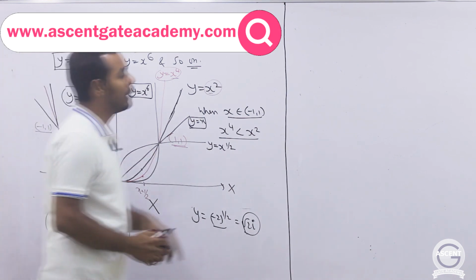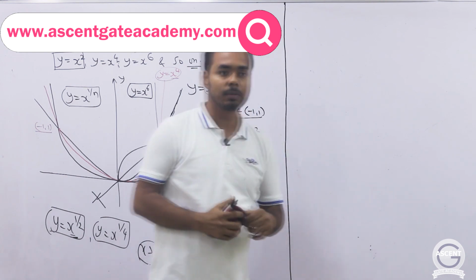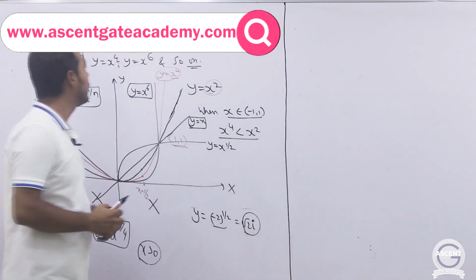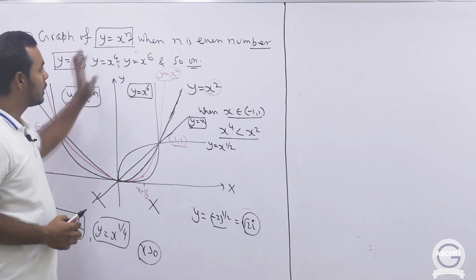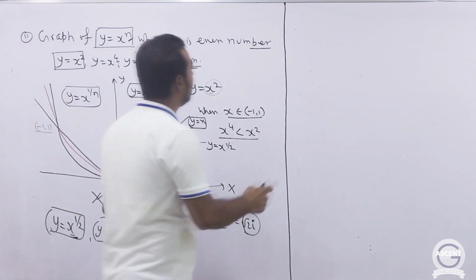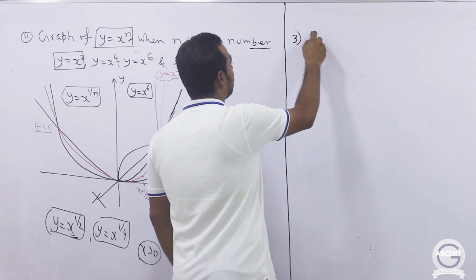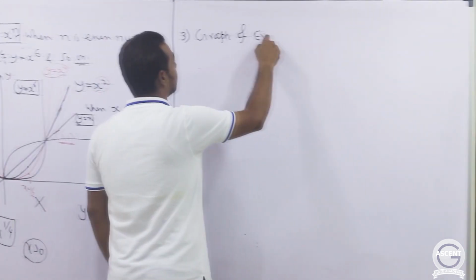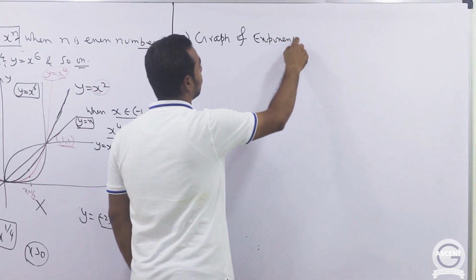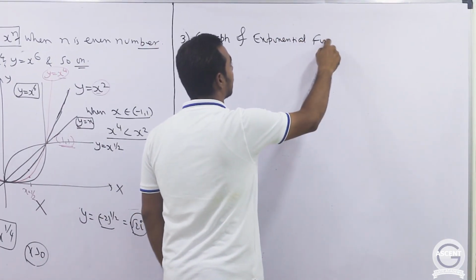So this was second important graph. The first one was y equals to mx. Then second one is graph of x to the power n, where n is any positive integer. Now the third case is graph of exponential function. So now we are going to learn how to draw the graph of these type of function.